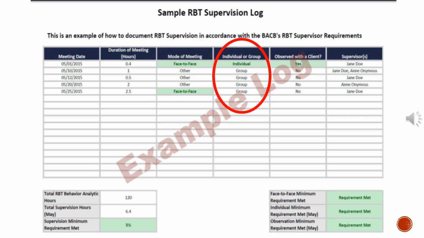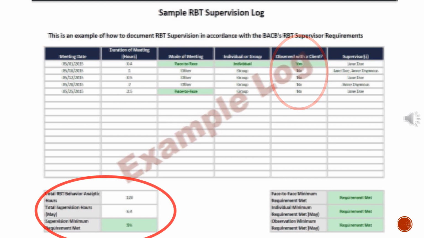This section focuses on if the meeting was individual or group focused. As a reminder, you are required to have at least 1 individual supervision meeting per month. This section focuses on whether the RBT was observed while working with the client or while not working with the client. Again, you are required to be observed with the client at least once per month.